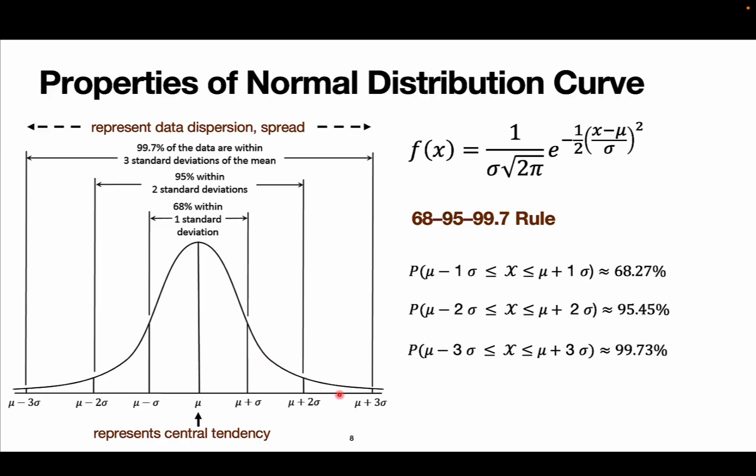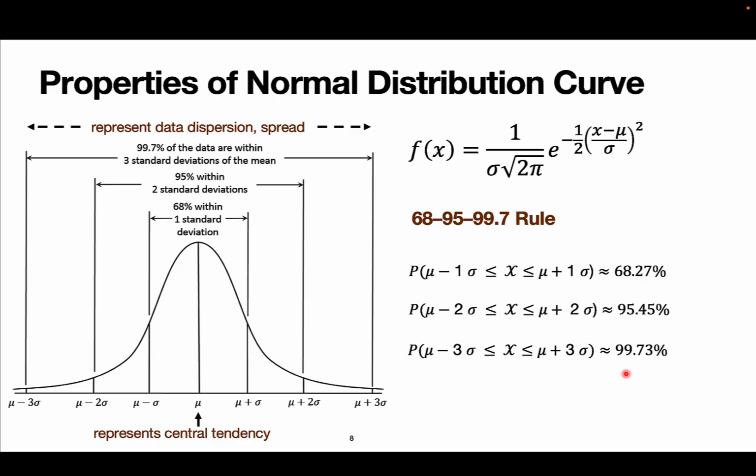And there is a rule called the 68, 95, 99.7 rule, which states that 68.27 percent of the observations lie within 1 standard deviation, 95.45 percent lie within 2 standard deviations, and 99.73 percent lie within 3 standard deviations.